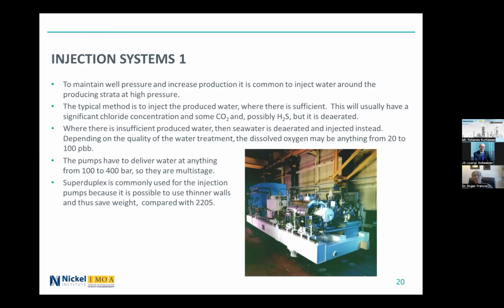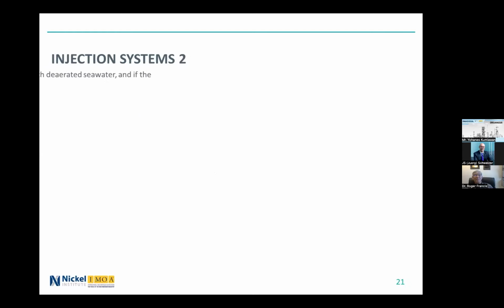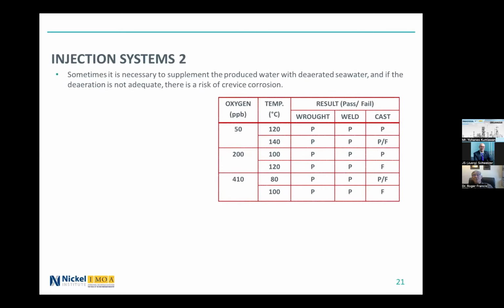Now, because of the high pressures and the need to reduce weight for the injection pumps, super duplex is the most commonly used material, because thinner walls save weight compared with using 2205 duplex. And super duplex injection pumps have a very good track record in the offshore oil and gas industry. Now, sometimes it's necessary to supplement the produced water with deaerated seawater. And if the deaeration is not adequate, there's a risk of crevice corrosion.